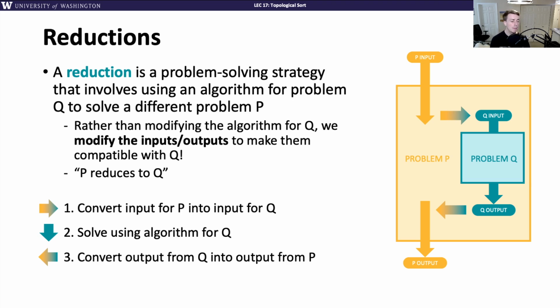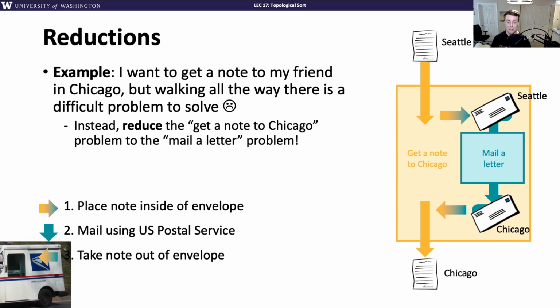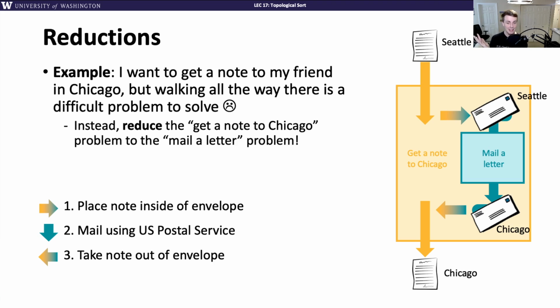So before talking about any computer science examples, let's try to use an analogy to get a little bit of intuition about this process of a reduction. Suppose I want to get a note to my friend in Chicago, but I don't really know how to solve that problem on my own. I'm not about to walk all the way to Chicago to deliver a note to my friend. So it'd be nice if I can take this novel problem, one that no one has experienced before, because this is my first time trying to write a note to my friend, and reduce it to a problem that we already know how to solve. For example, putting it in the mail and using USPS to deliver the mail for us.